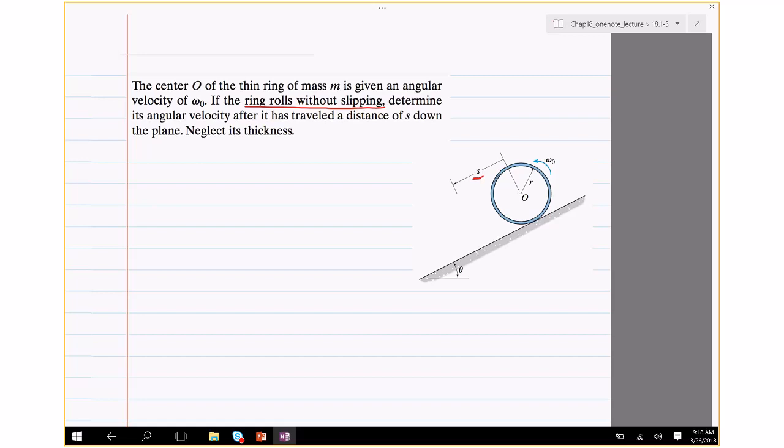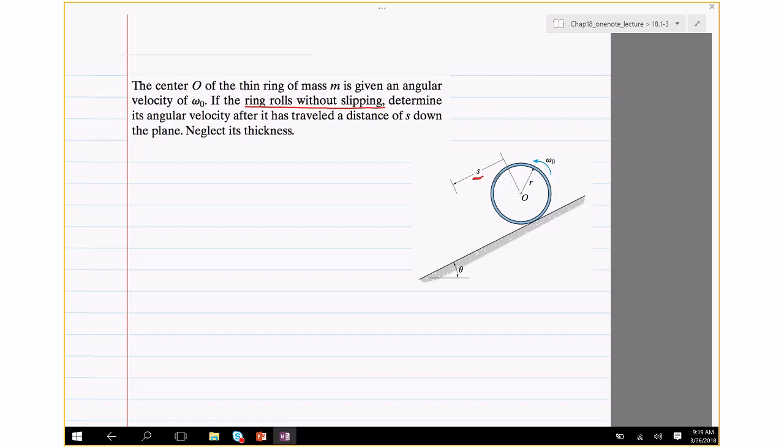So you've done a lot of such problems in the previous chapter, right? Rolling without slipping. You could potentially do it that way. You could find the angular acceleration of the ring first. Once you find the angular acceleration, you have to integrate it to find the angular speed when it has traveled a distance s. So one way to do it is to use what you learned in the previous chapter. The other way is actually the principle of work and energy.